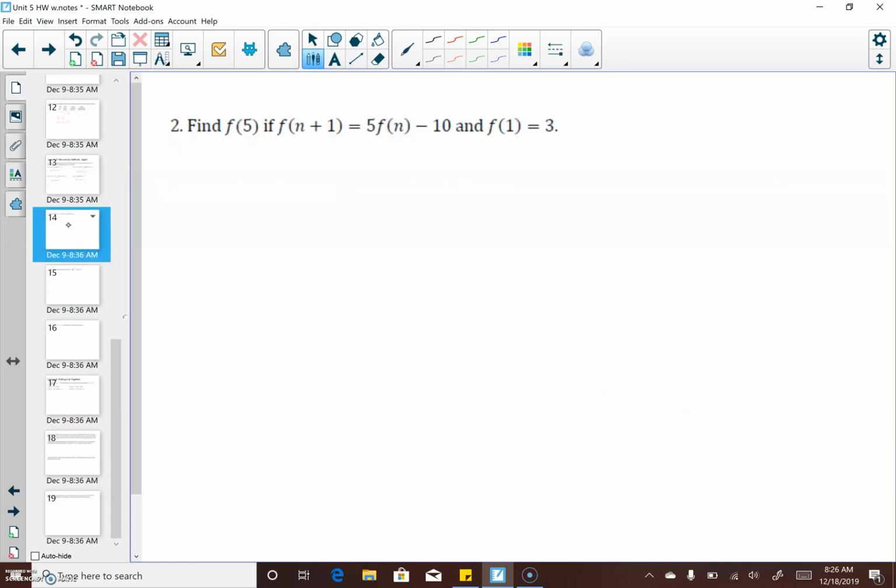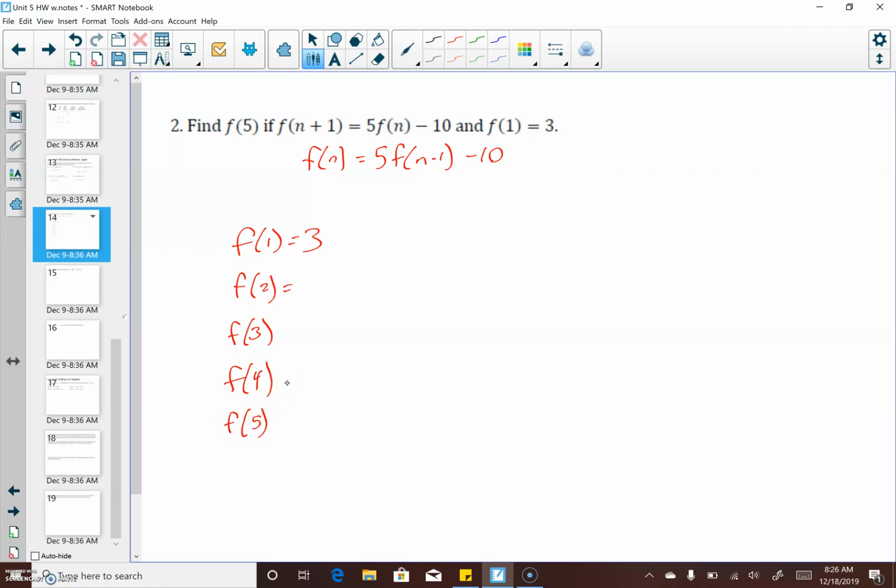Find f of 5 if f of n plus 1 equals 5 times f of n minus 10. Now I know sometimes people don't like the n plus 1 piece. This would be the same exact thing. So if we looked at it this way, they would be exactly the same. So they're telling us our first term is 3. And now we want to find f of 2, f of 3, f of 4, and f of 5.